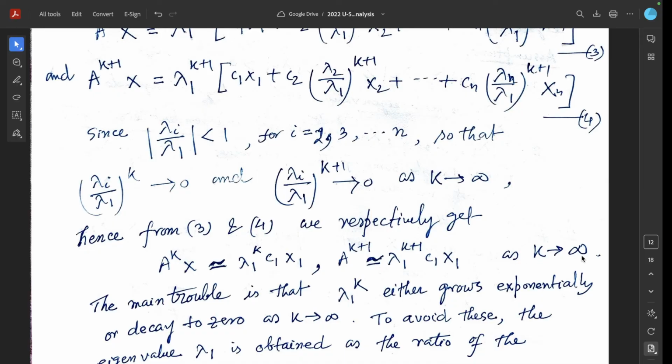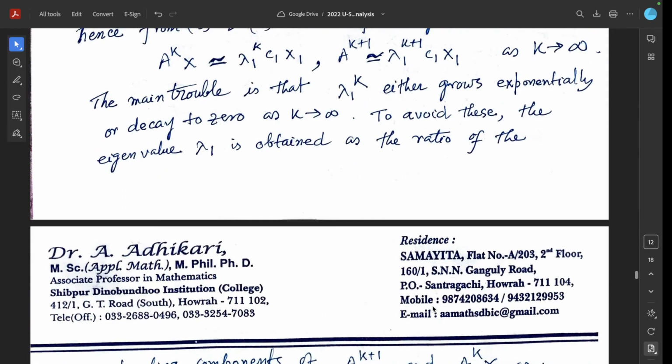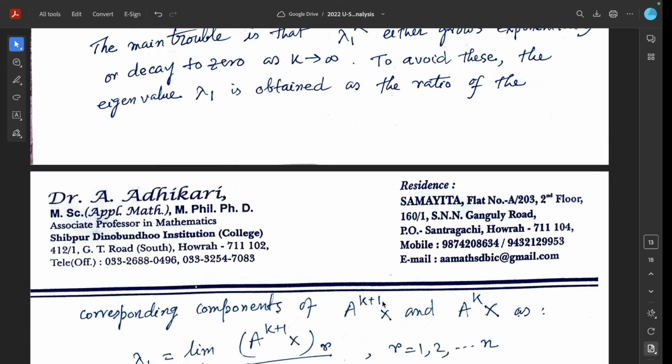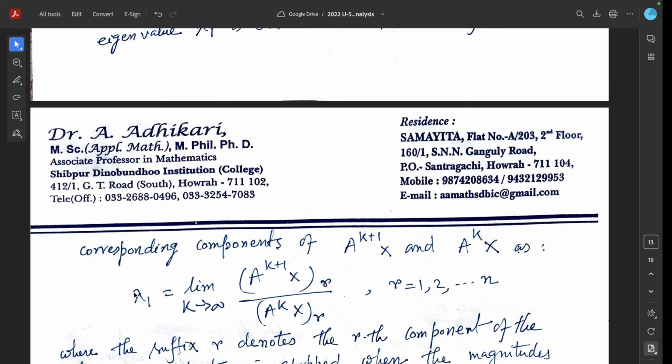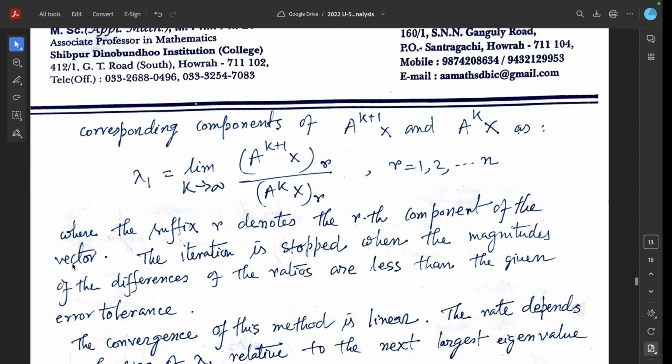The main trouble is that lambda 1 to the power k either grows exponentially or decays to 0 as k tends to infinity. To avoid this, the eigenvalue lambda 1 can be obtained as the ratio of the corresponding components of A to the power k plus 1 x and A to the power k x. So lambda 1 can be determined as the limit as k tends to infinity of the rth component of A to the power k plus 1 x divided by the rth component of A to the power k x, where r is equal to 1 to n, and the suffix r denotes the rth component of the vector.